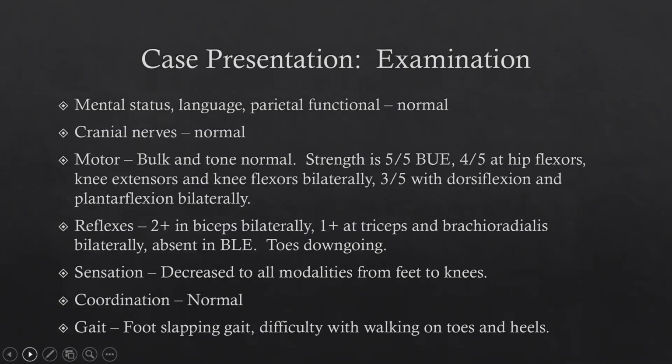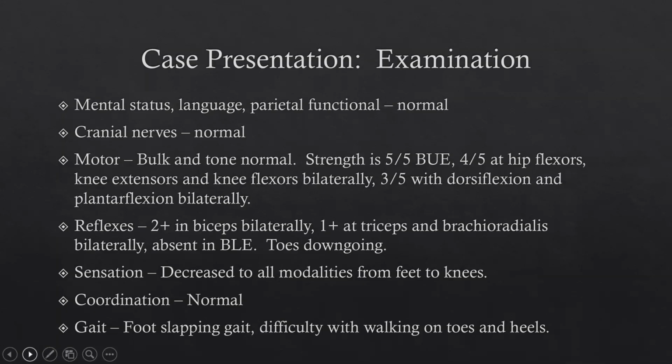In terms of the case presentation, the mental status, language, and parietal function were normal, cranial nerves were normal, and motor bulk and tone were normal. Strength was 5 out of 5 bilaterally in the upper extremities, and 4 out of 5 at hip flexors, knee extensors, and knee flexors bilaterally, and then 3 out of 5 with dorsiflexion and plantar flexion bilaterally.